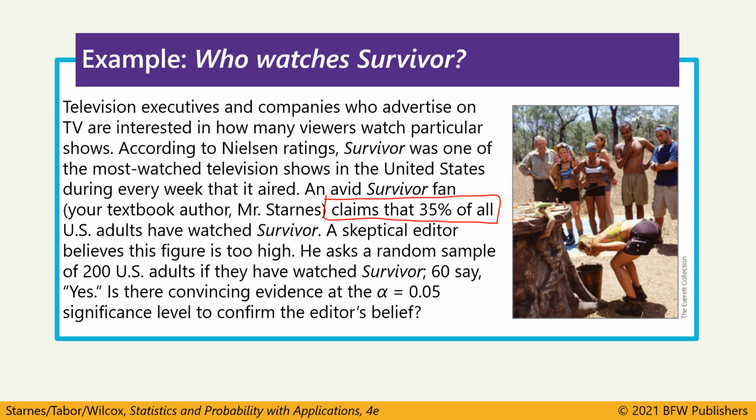A skeptical editor believes this figure is too high. So if it's too high, it's actually going to be less than 35%. That will be our alternative hypothesis. He collects a random sample of 200 adults. 60 say, yes, I watched Survivor. Does this provide convincing evidence at the alpha equals 5% significance level to reject that null hypothesis and confirm the skeptical editor's beliefs?